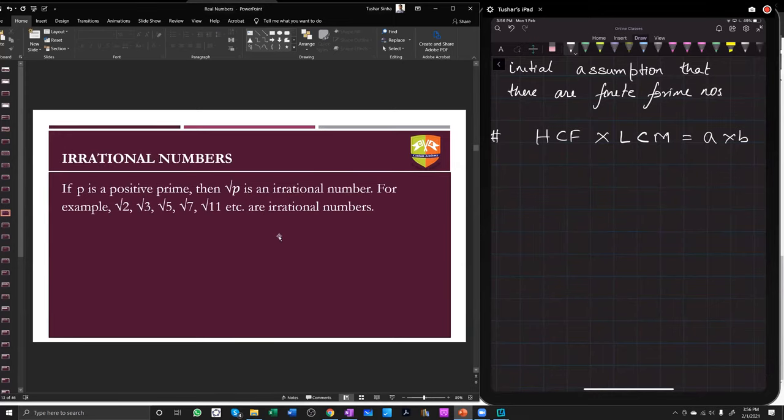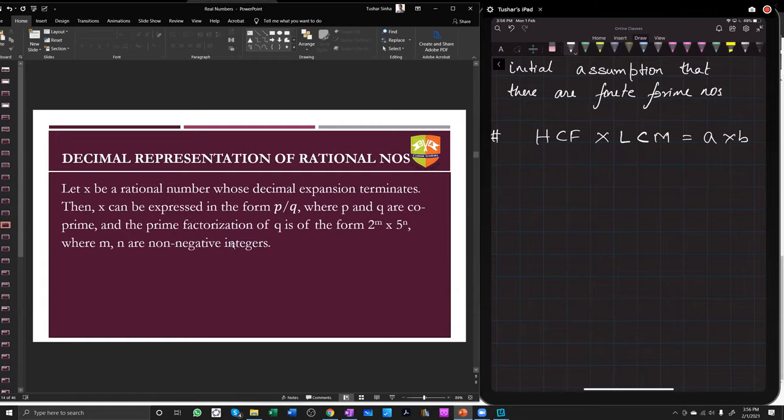Now another type of question is: if P is a positive prime number, then root P is an irrational number. For example, root 2, root 3, root 5, root 7, root 11 are all irrational numbers. That is what we are also going to see. And again, as I told you, one question typically related to this is also there. We will see it when we are dealing with the problems.